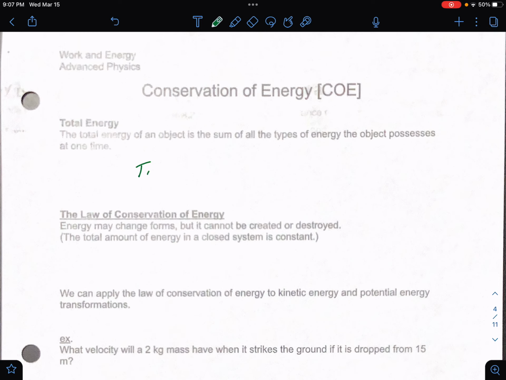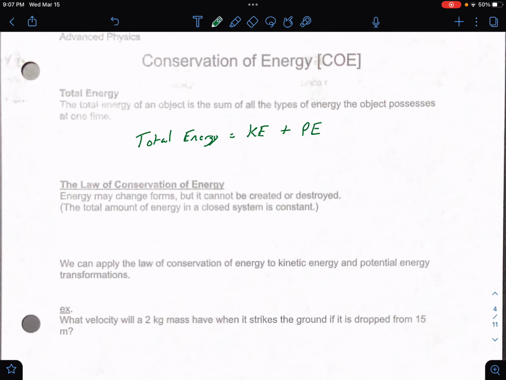So total energy equals basically your kinetic energy plus your potential energy. An object can have both kinetic and potential at the same time, or one or the other. So there's always going to be some form of energy going on there.